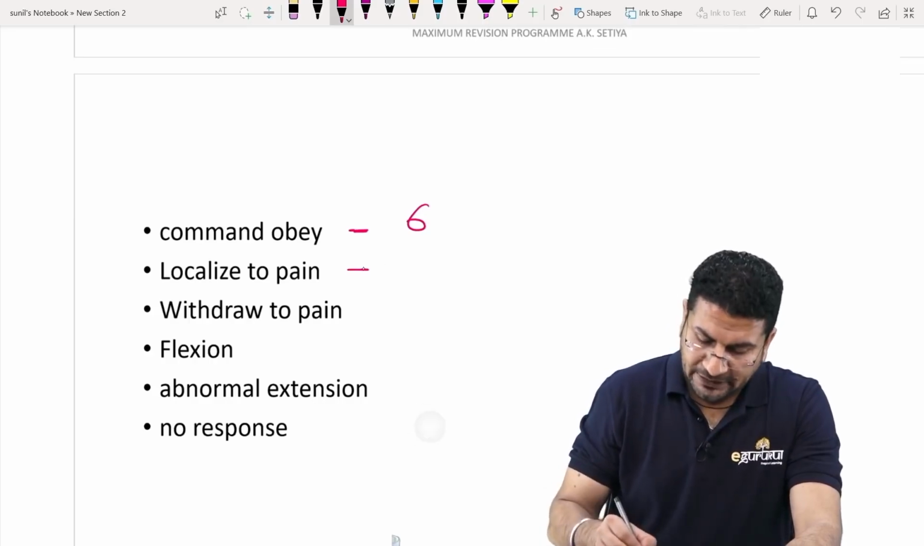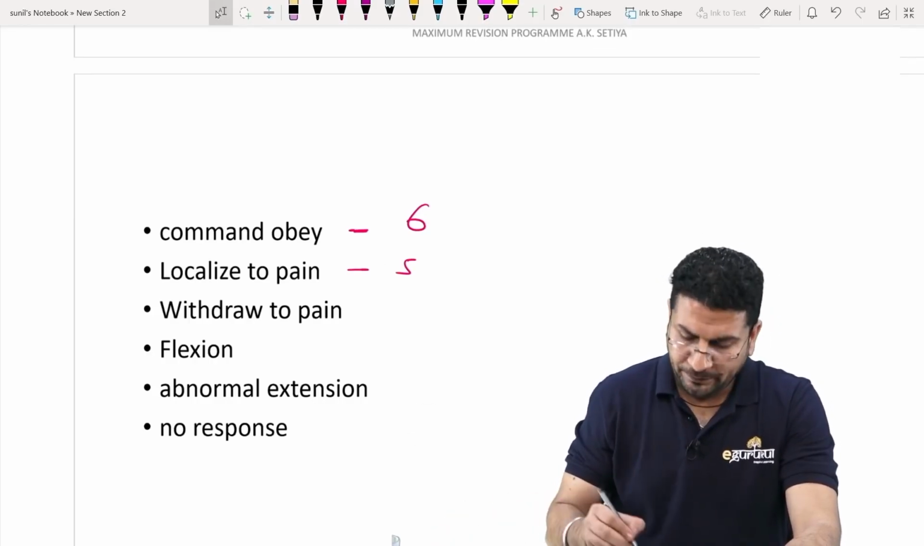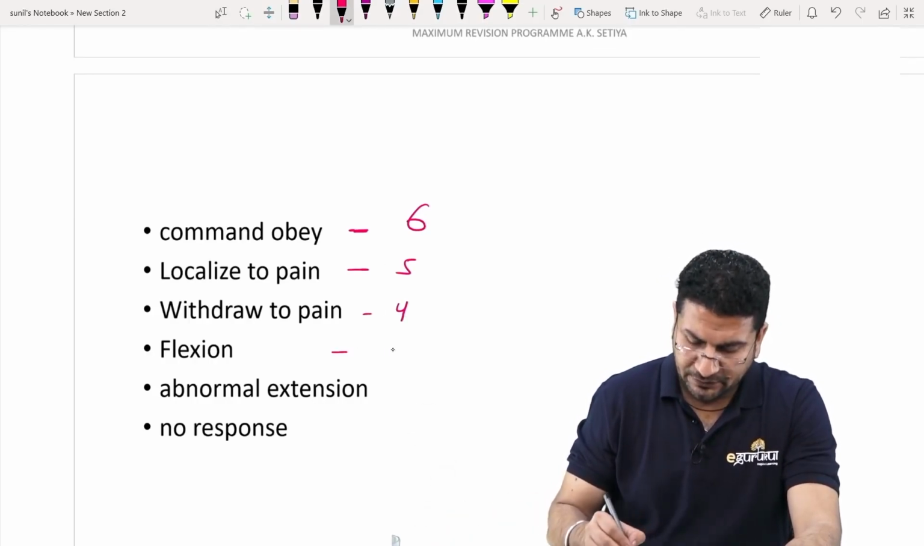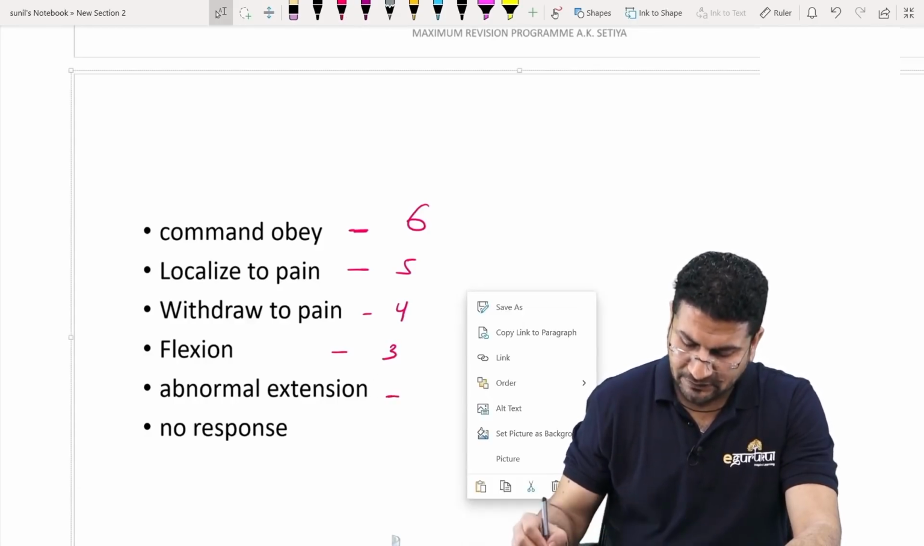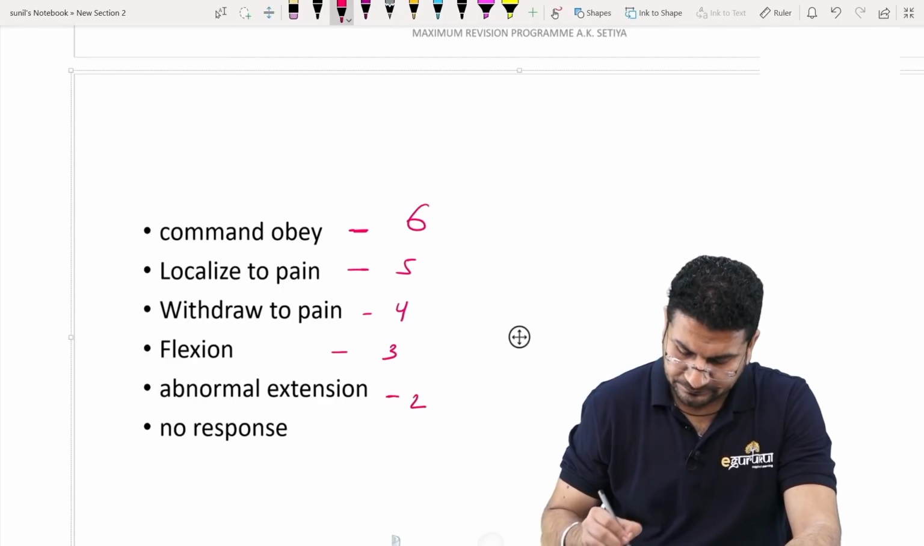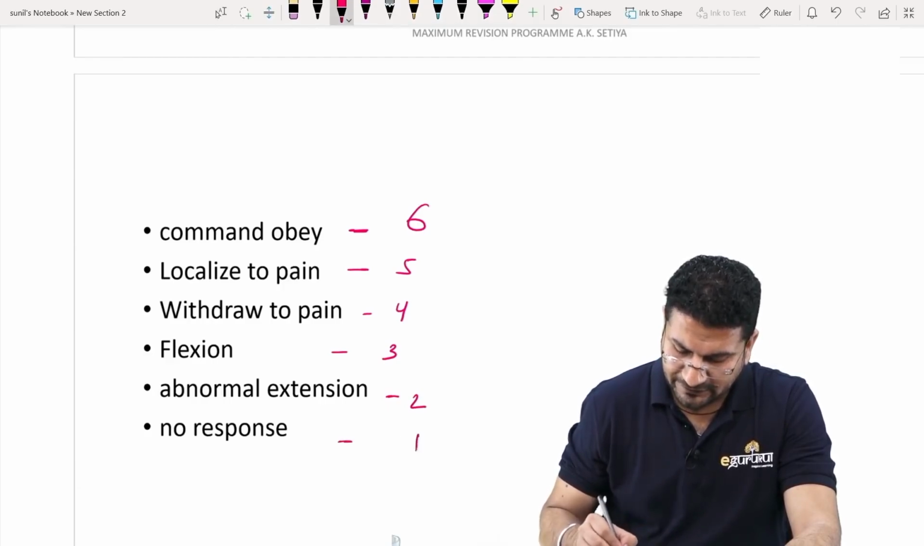He is localizing to pain, we give a score of 5. Withdrawing to pain, 4. Flexion attitude, we give a score of 3. Abnormal extension, we give a score of 2. And no response, we give a score of 1.